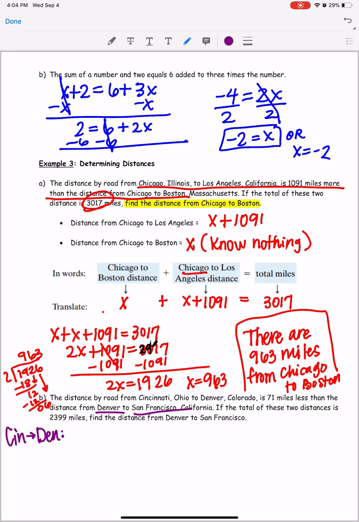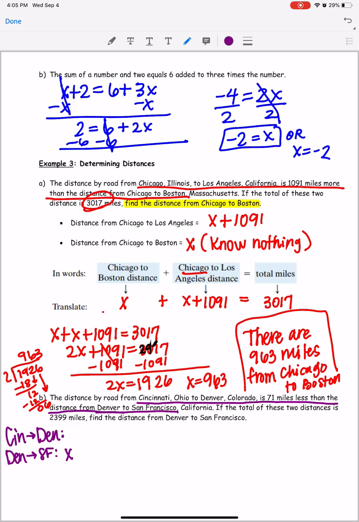And we have Denver to San Francisco. So, in this sentence, Cincinnati, Ohio to Denver, Colorado is 71 miles less than the distance from Denver to San Francisco. Which one of those do we know nothing about? I don't know anything about this distance right here. I know this distance is this many miles less than, but I don't know anything about my distance from Denver to San Francisco. And more times than not, the last thing that they mention is what you know nothing about.